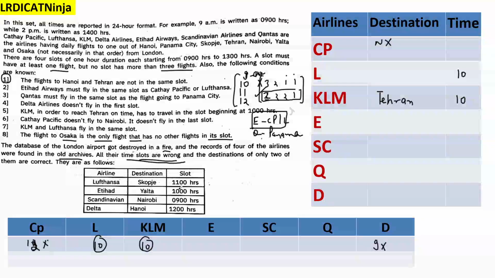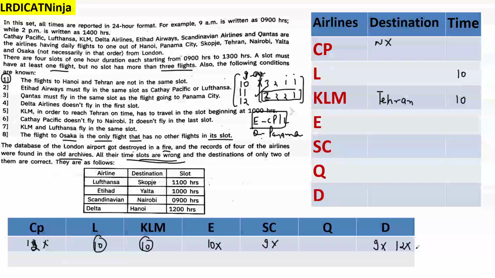Etihad airline will not be at the 10 a.m. slot. That also we know, because the 10 a.m. slot is full. So this is also not useful information. Scandinavian at 9 a.m. is wrong. All the time slots are wrong, so it cannot have the 9 a.m. slot. And Delta cannot have the 12 slot. Now this is the information we get from here.